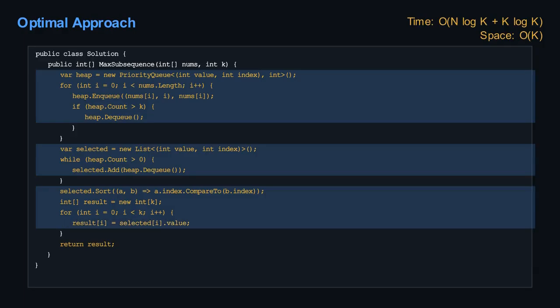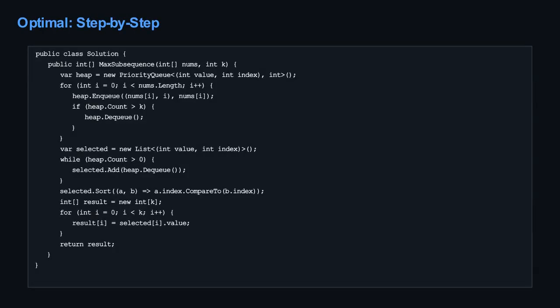Finally, to restore their original relative order, we extract all elements from the heap, store them in a temporary structure, and then sort them based on their original indices before constructing our result array. Let's trace with input 2, 1, 3, 3 and k equals 2. We initialize an empty min-heap.